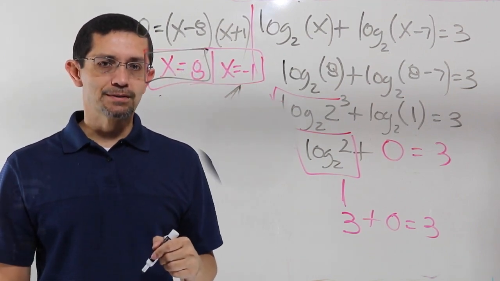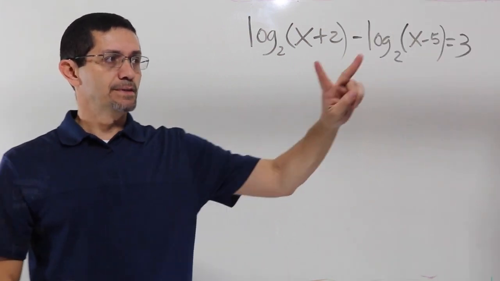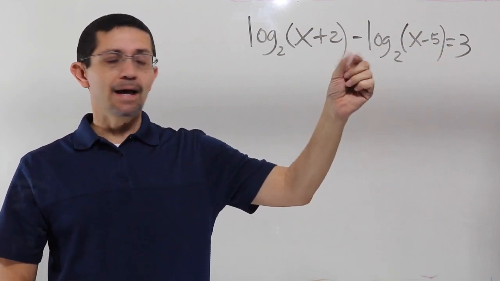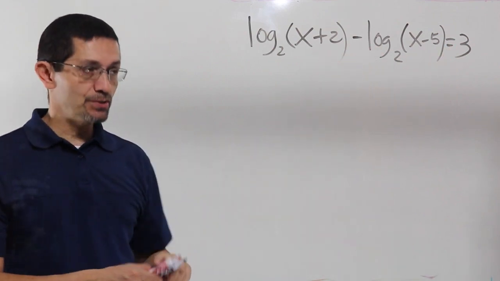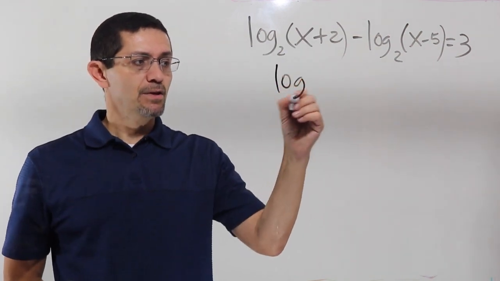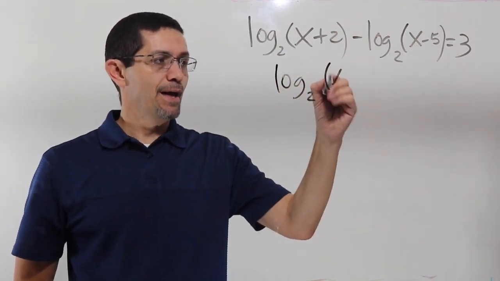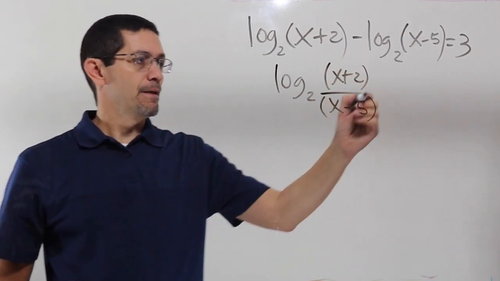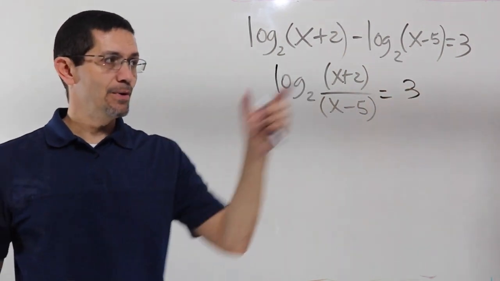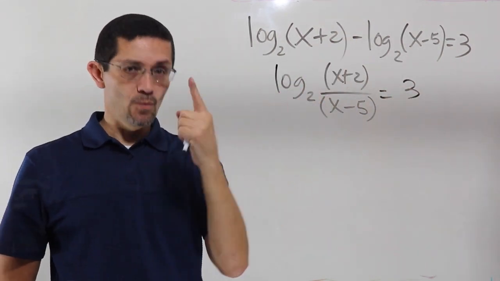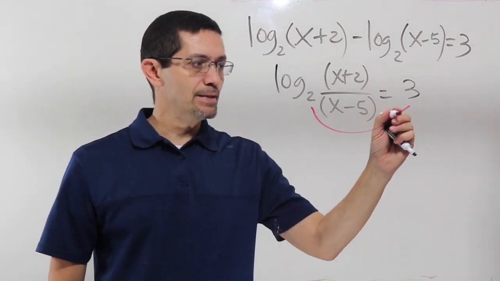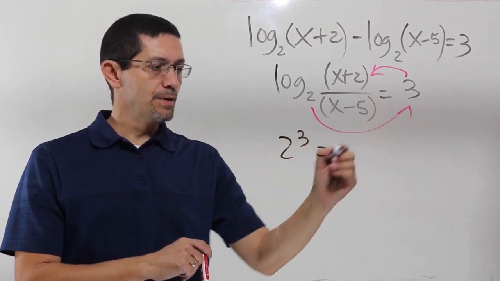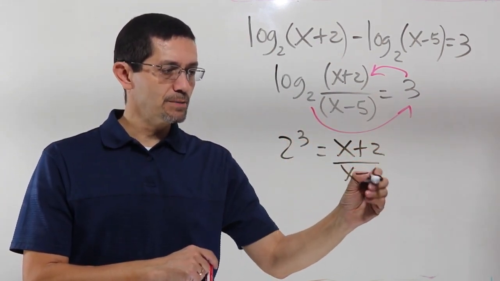Let's work a few more of these. Now we have this. Same, two logarithms on one side of the equation, but I have a number on the other side. Meaning I can condense this. Because it's subtraction, it's going to condense as a division. So I have log base 2 of x plus 2 on the top over x minus 5 on the bottom equals the same thing. Now I condense 2 into 1. Once I have one logarithm, I can rewrite it as an exponential. That means 2 to the third power is equal to x plus 2 over x minus 5.